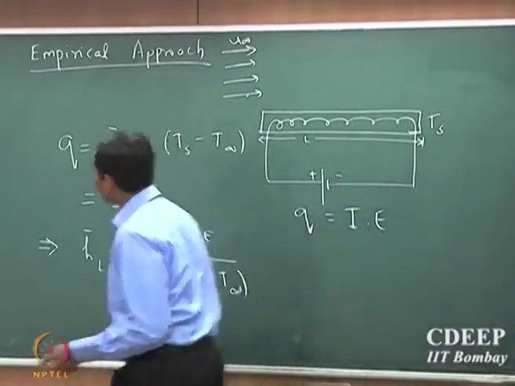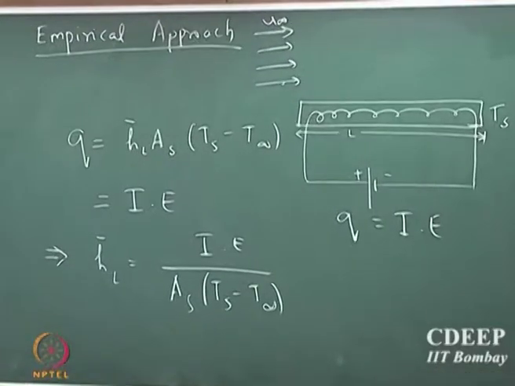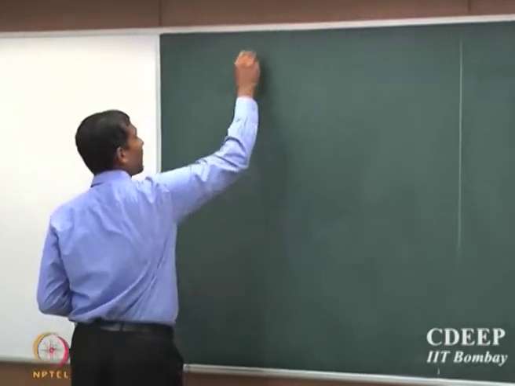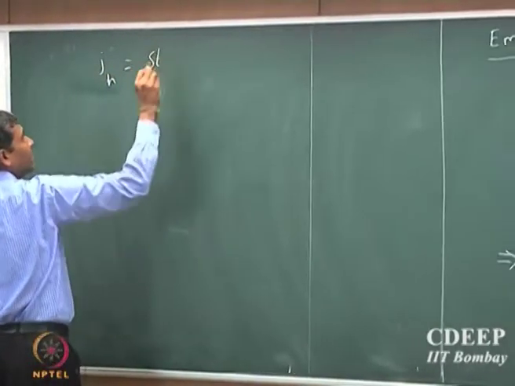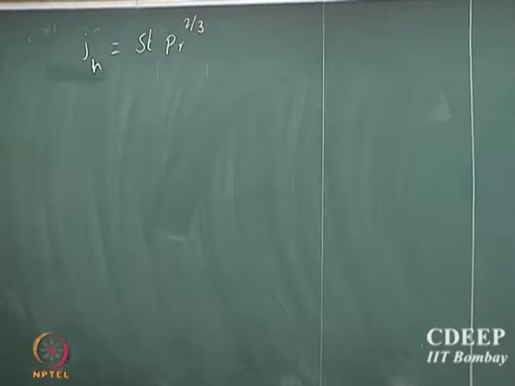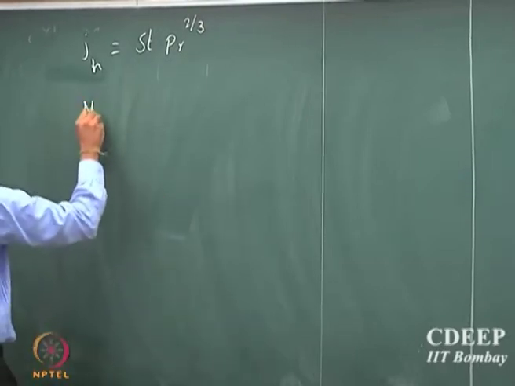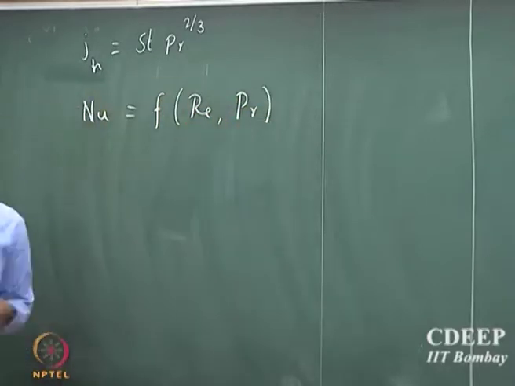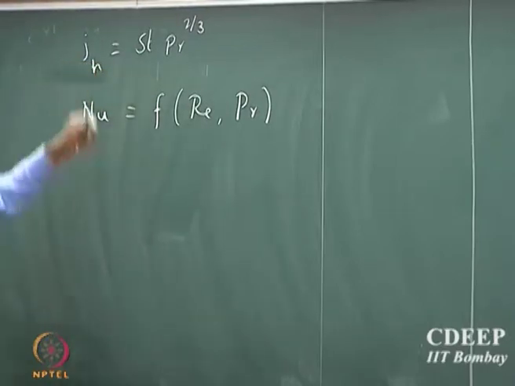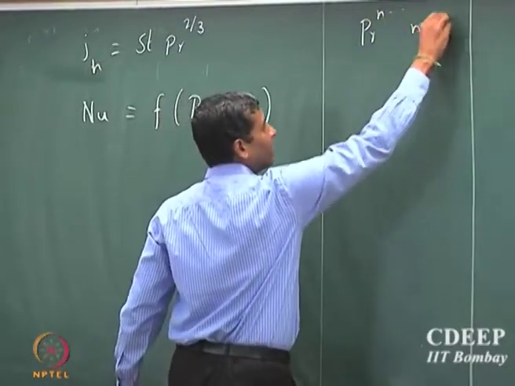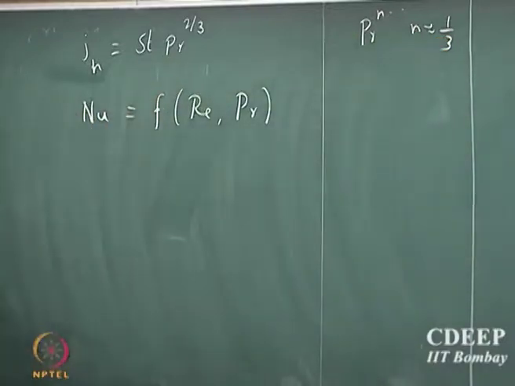Now, we said that the functional form in the Chilton-Colburn analogy is that the jH factor is the Stanton number multiplied by Prandtl to the power of 2 by 3, right. So from here one could guess that the Nusselt number should be a function of Reynolds number and Prandtl number. One could also guess that the exponent, Pr to the power of n, should actually be 1 by 3, from this Chilton-Colburn analogy.